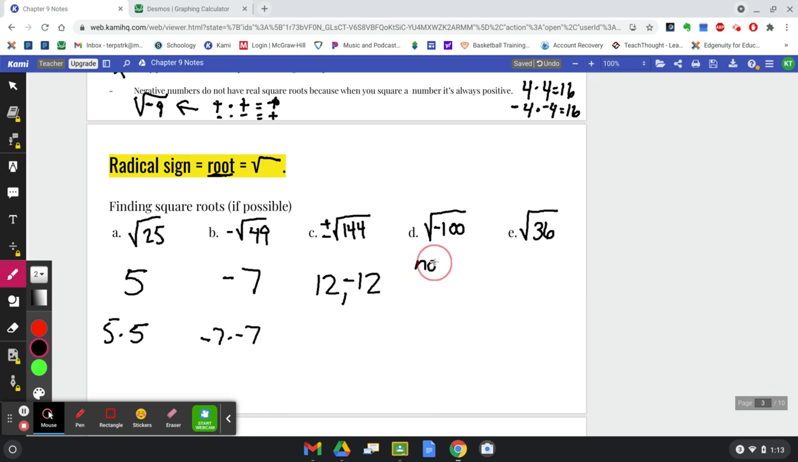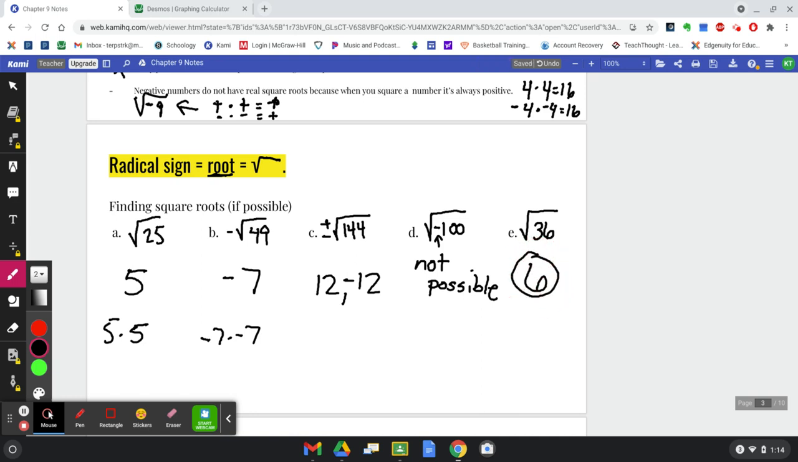Here, this one is not possible. And notice the difference: the negative on the outside says the negative root. This is saying the square root of -100, and that's not possible. So when the negative is on the inside of the root, it is not possible to get a real solution. And then here, what times itself is 36? Because there's a couple combinations to get 36, but 6 times 6 is 36. So my root here would be 6.